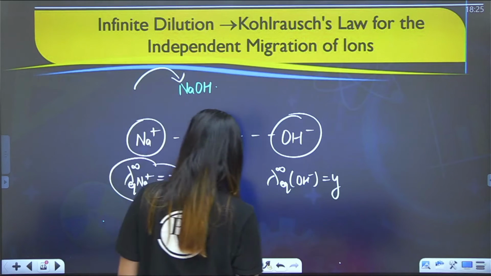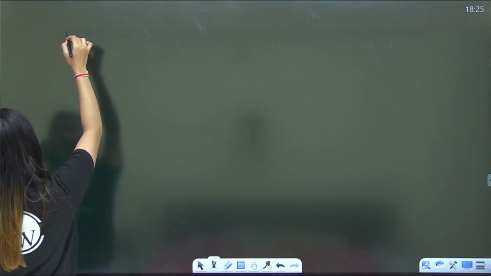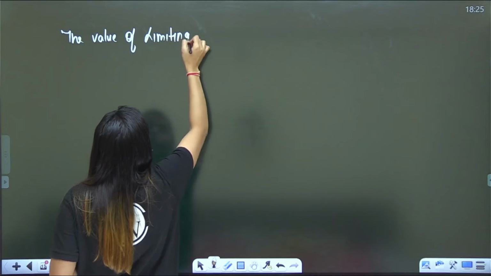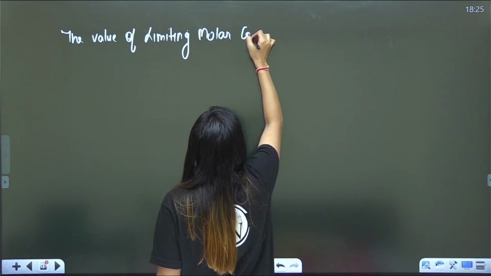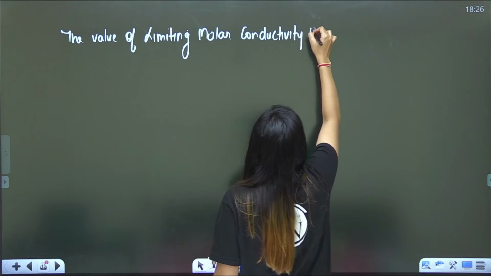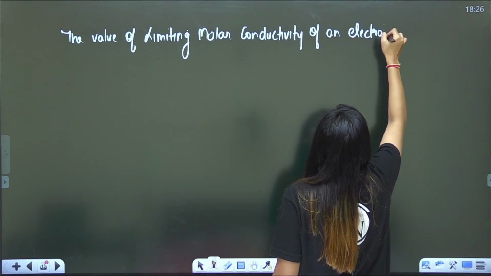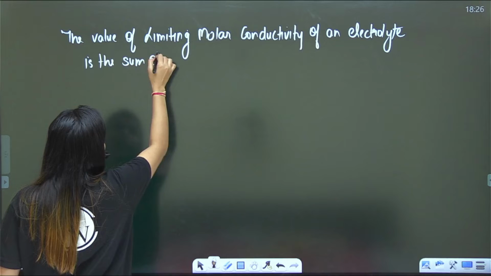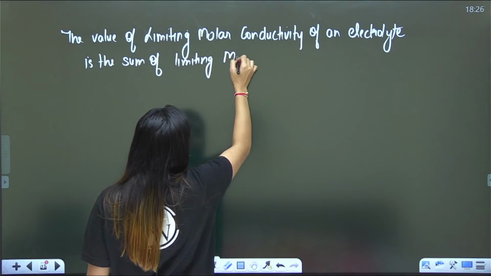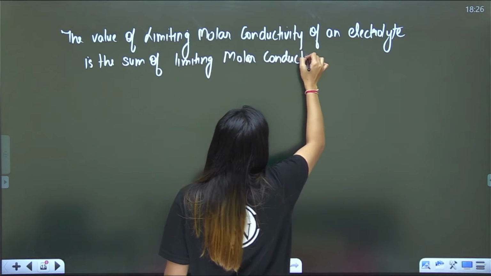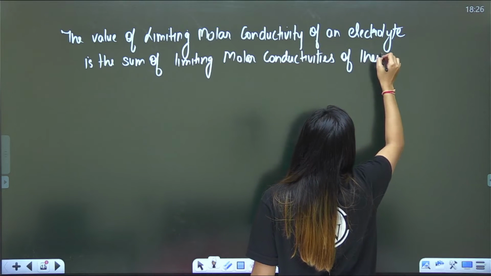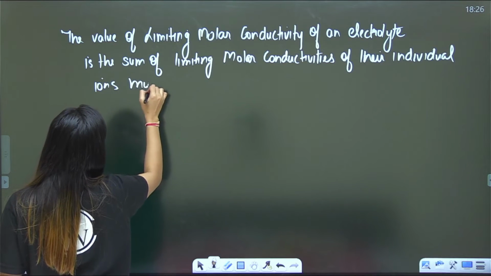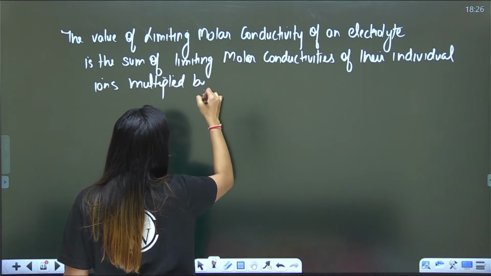So let's try to write the definition. So my dear students, Kohlrausch law said that the value of limiting molar conductivity, I am talking about molar first, of an electrolyte is the sum of limiting molar conductivities of their individual ions multiplied by their stoichiometric coefficients.